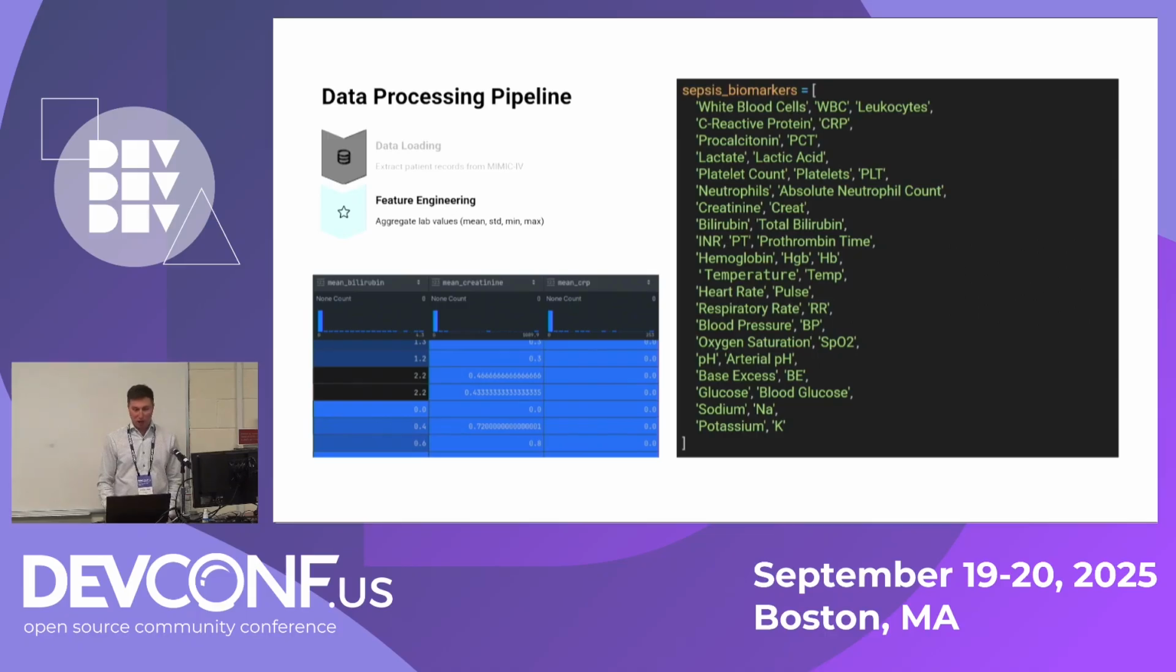The doctors know that there are certain biomarkers for sepsis. So here I have a list of biomarkers that might be indicative of sepsis. And on the bottom left, this snapshot is just part of that big table containing the different indications. What I do is take the mean, the min, max, and standard deviation of each of the labs, and basically jam that all into a table.